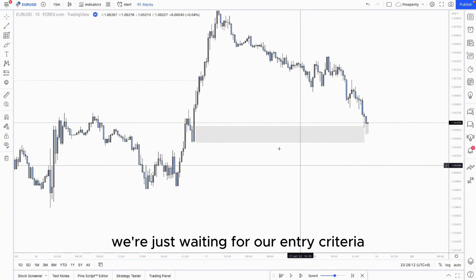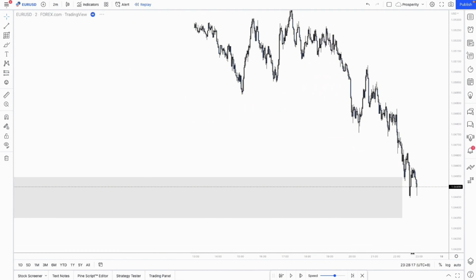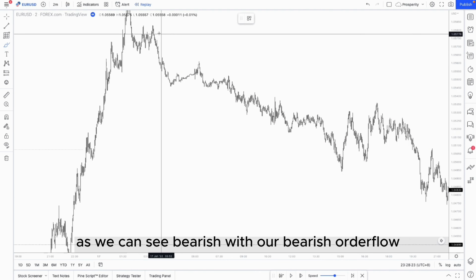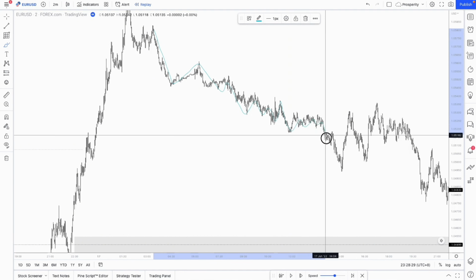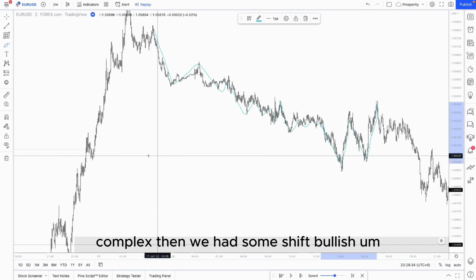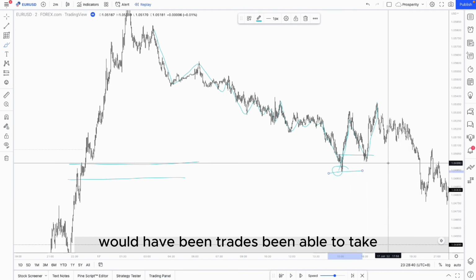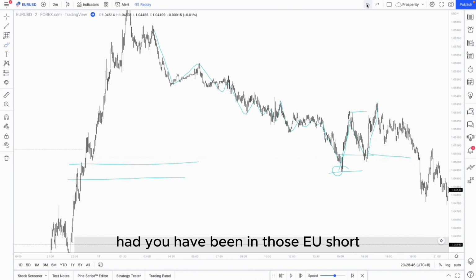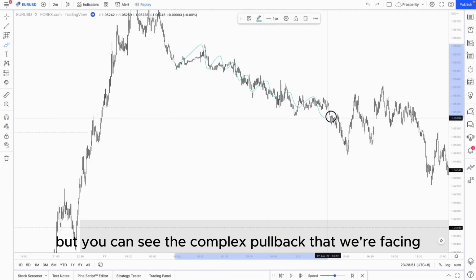And inside of here, we're just waiting for our entry criteria, which is the following. Price had come down, as we can see, bearish with our bearish order flow. Very complex. Then we had some shift bullish, reacting from something. We had some shift bullish. There would have been trades been able to take, would have went break even here and then ended up getting stopped at our break even had you have been in those EU short longs at the time. But you can see the complex pullback that we're facing.